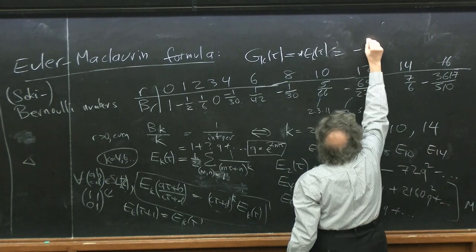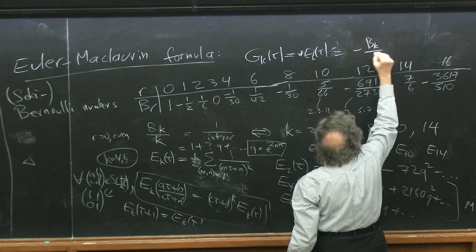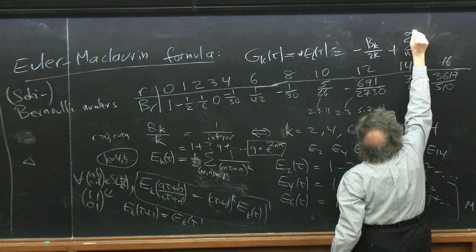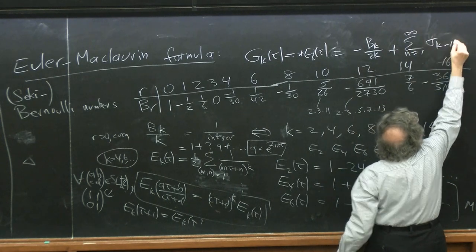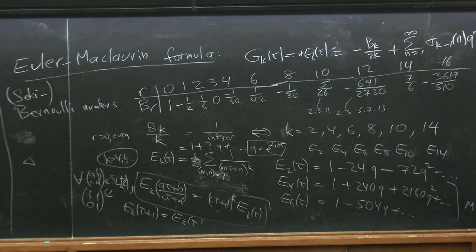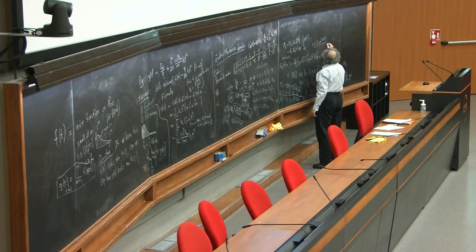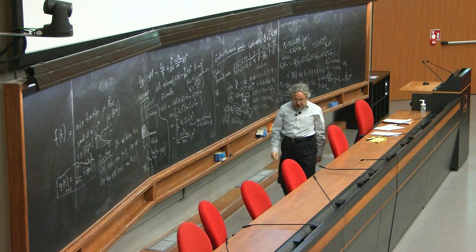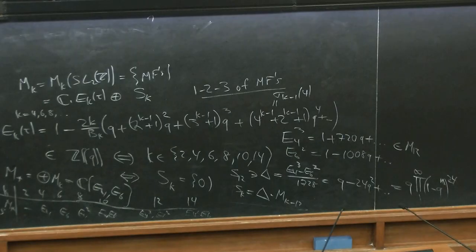So now that becomes simply the constant term, B_k over 2k, plus the sum n from 1 to infinity. And here, I'll use the standard notation, sigma_{k-1}(n) q^n. So for instance, sigma_{k-1}(4) is 1 plus 2^{k-1} plus 4^{k-1}. As I said, in general, sigma_{k-1}(n) is the sum of the divisors of n to the power k-1.